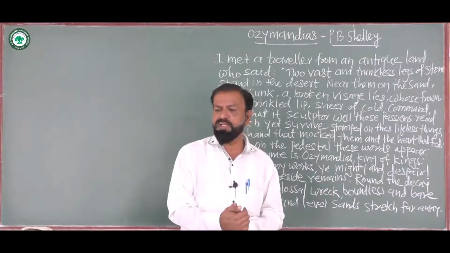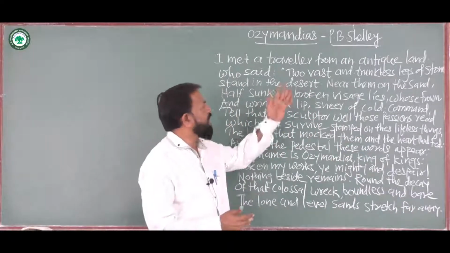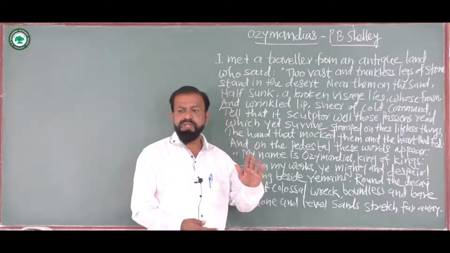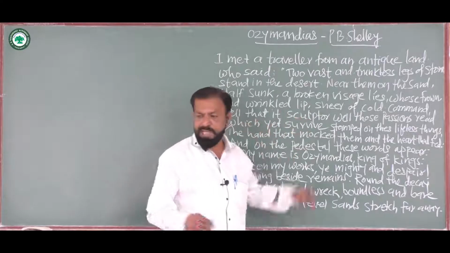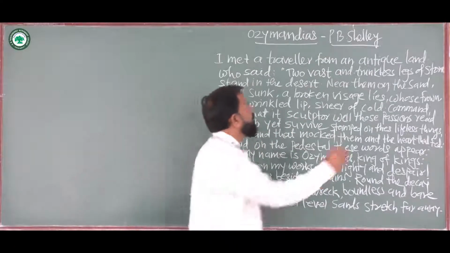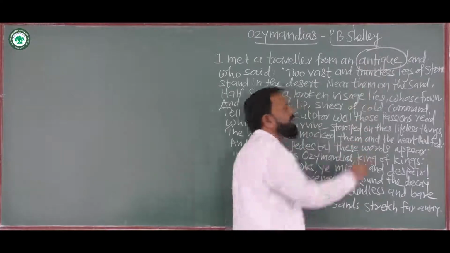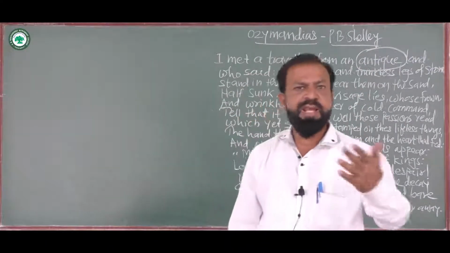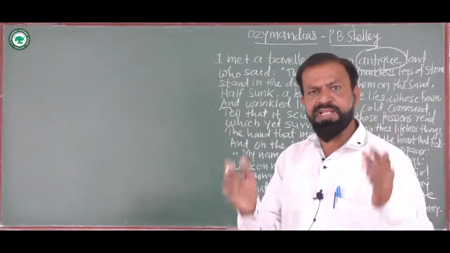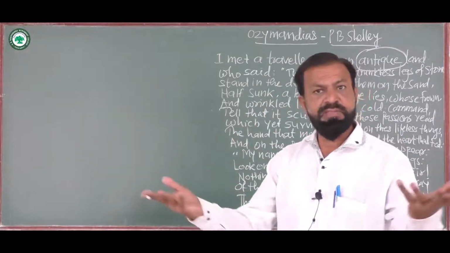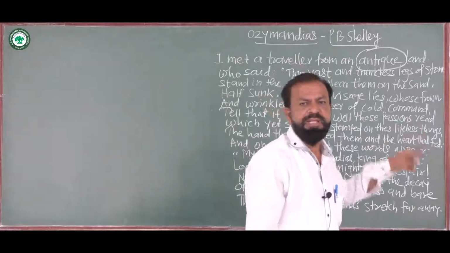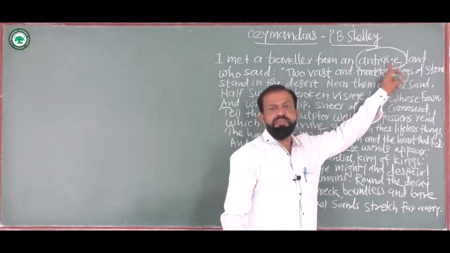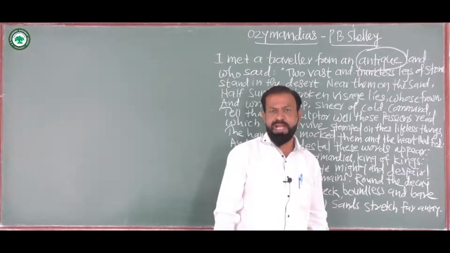Now, who is this traveler? We are told later on, in the second half of the first line, that he is from an antique land. So here you see the word the poet used, that is antique land. Actually, the word antique is used for things, but the poet here purposely used this word for the land, which means the ancient land.